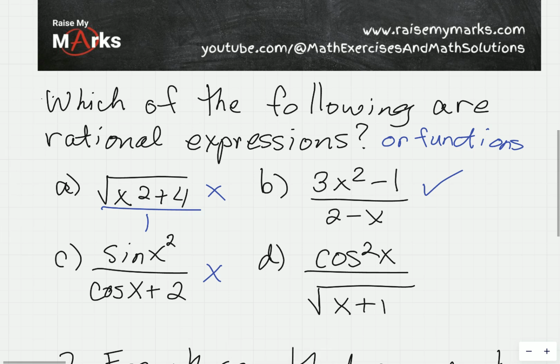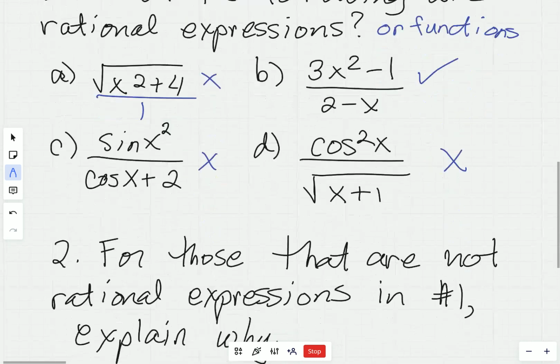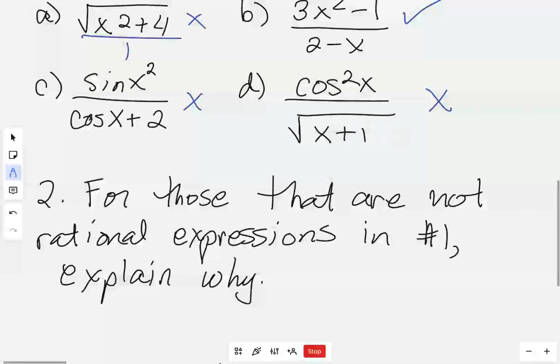So part D, we have a fraction. In the numerator we have cos squared x, and in the denominator we have the square root of x plus 1. So neither the numerator nor denominator are polynomials. Again, in the numerator we have a trigonometric function. In the denominator we have the square root function. So no, this is not a rational expression. Okay, so let's go on to number 2.